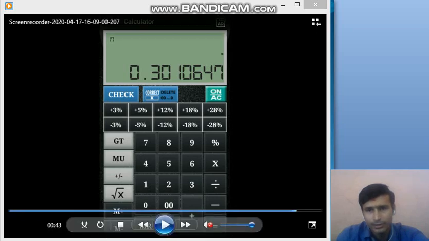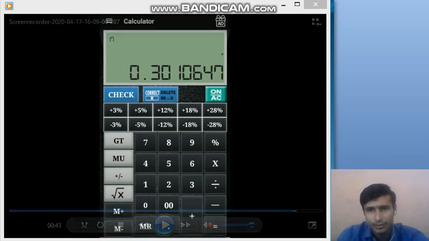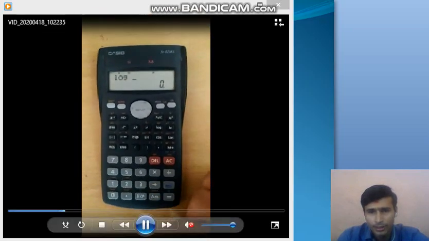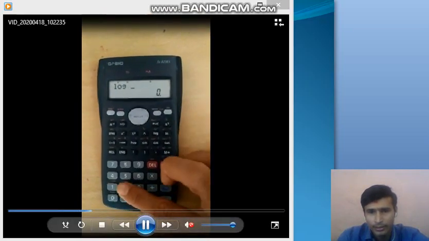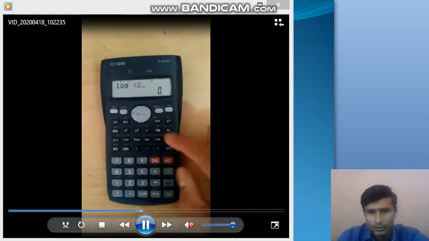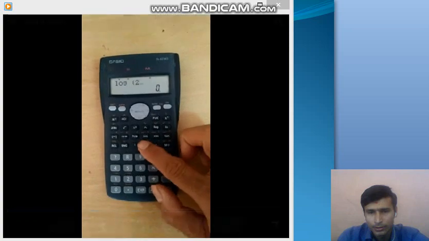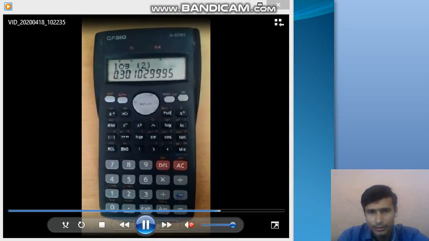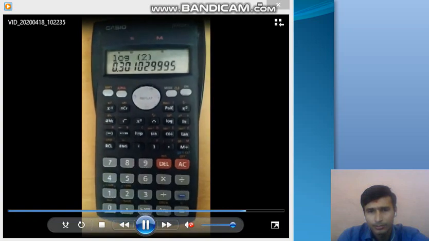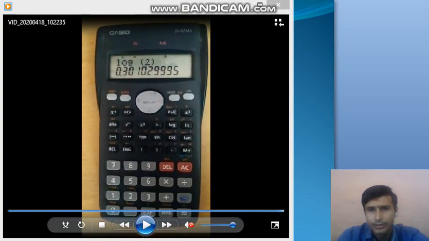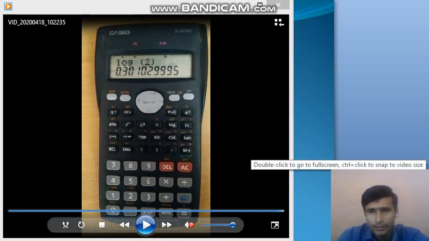Let us verify this same answer in the scientific calculator. In the scientific calculator, press log and in brackets write 2. You see the same answer as previously in the simple calculator. So we verified this in a scientific calculator, so the method is okay.